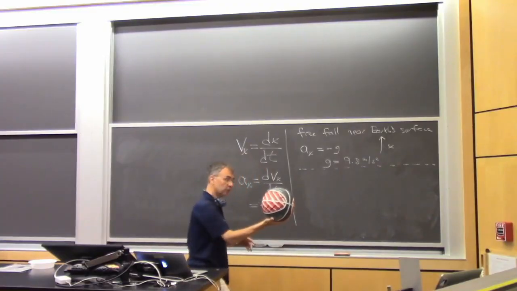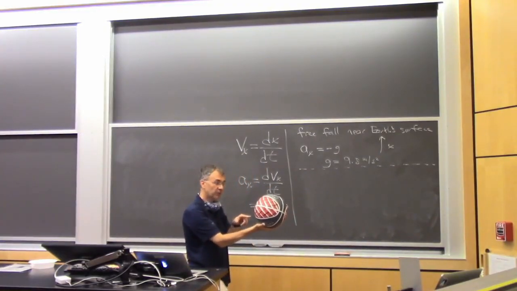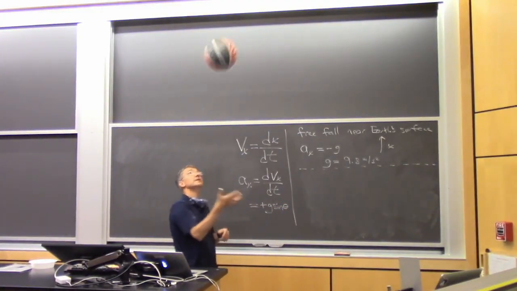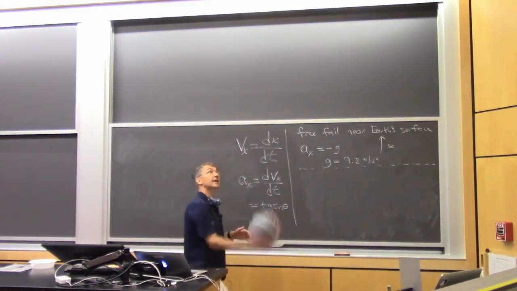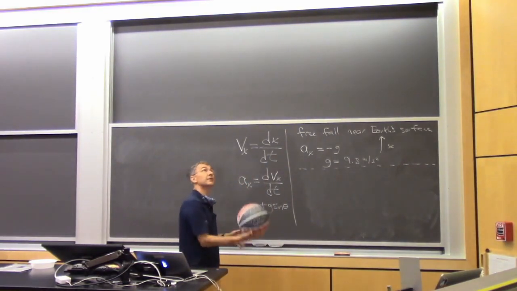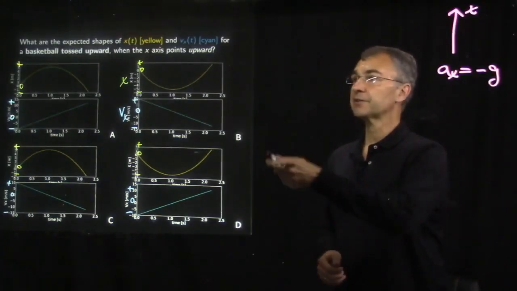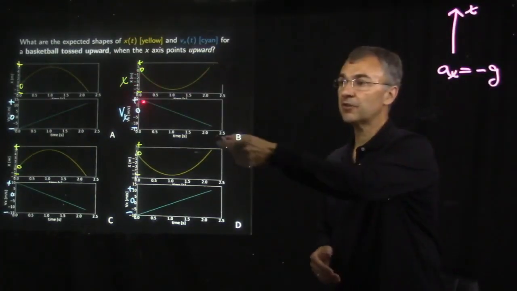And I claim during that whole time, from just after I release the ball until just before I catch the ball, the only influence acting on the ball is Earth's gravity. So during that time, the acceleration is downward, and again we have the x-axis pointing up, so a sub x equals minus g. What are the expected shapes of x of t in yellow and v sub x of t in light blue?